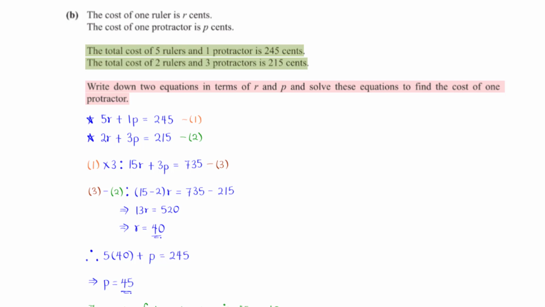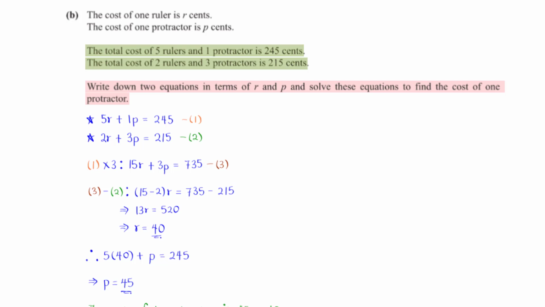The two equations we are going to write in terms of R and P will be based on these key pointers. From the first statement, we write 5 times R plus 1 times P equals 245. And from the second statement, we write 2 times R plus 3 times P equals 215. We can solve these two equations simultaneously using the elimination method. Let's start by eliminating the variable P.